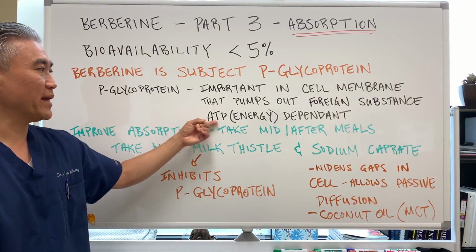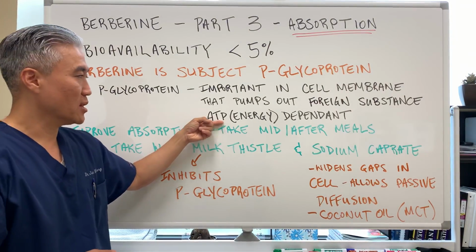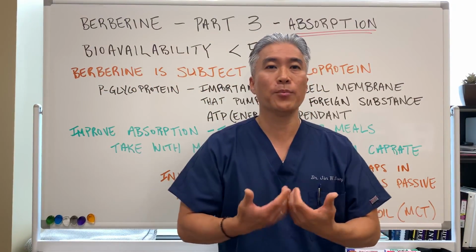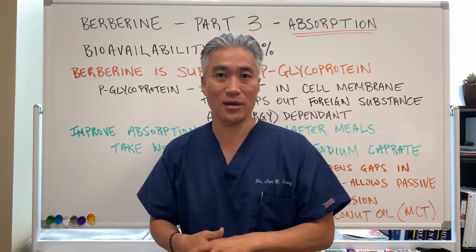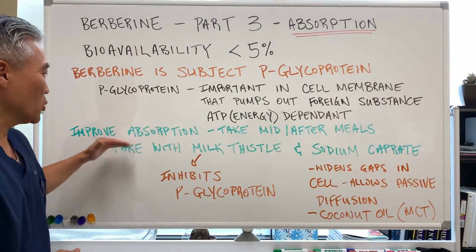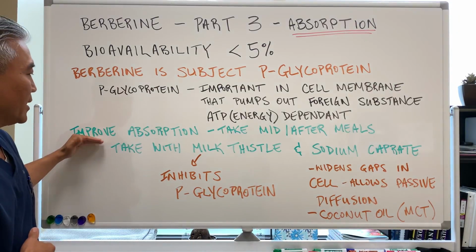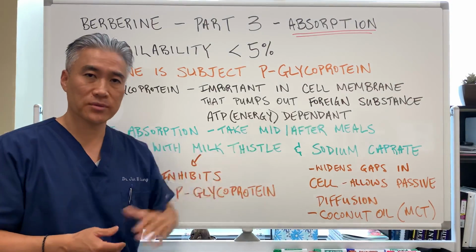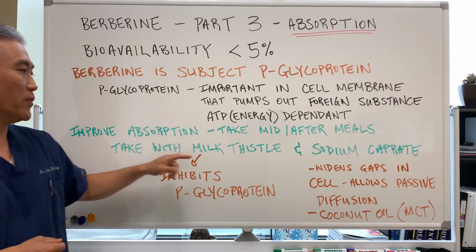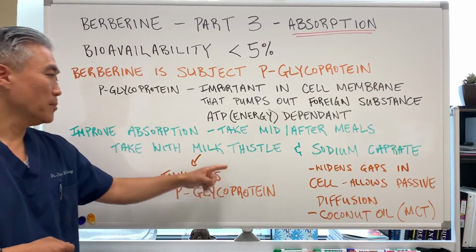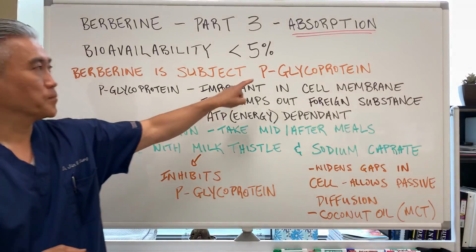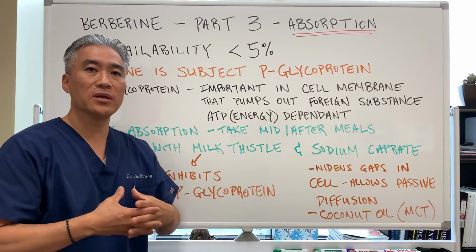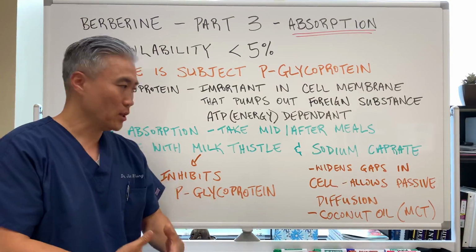Now this pump is very energy dependent too. It uses a lot of ATP. So in order to excrete these things out of our system, you have to burn more energy, making you more tired at times. So what do you do? It's important to take berberine mid-meal to avoid GI irritation, or after meals. And take it with milk thistle, because milk thistle will inhibit P-Glycoprotein, so that berberine can be more readily bioavailable.